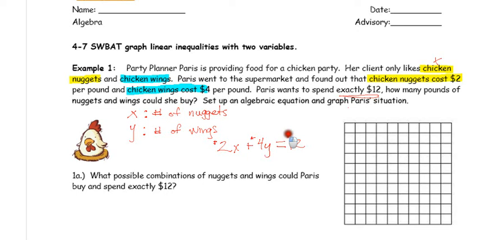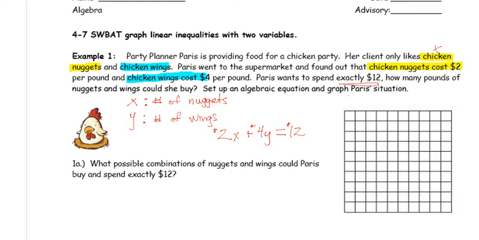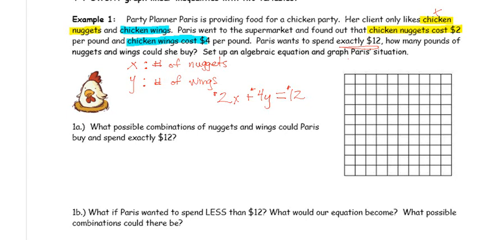That actually helps me think about how to set up the equation, thinking about what information I have. It's all in terms of dollars. My unknowns are the number of pounds I can buy. So 1a asks us, what are the possible combinations of chicken nuggets and wings that she can buy and spend exactly $12? We're going to show that by graphing over here. But in order to graph this, I need to take 2x plus 4y equals 12 and put it in a format that's really easy for me to graph. So I'm going to solve for y and put it in slope-intercept form.